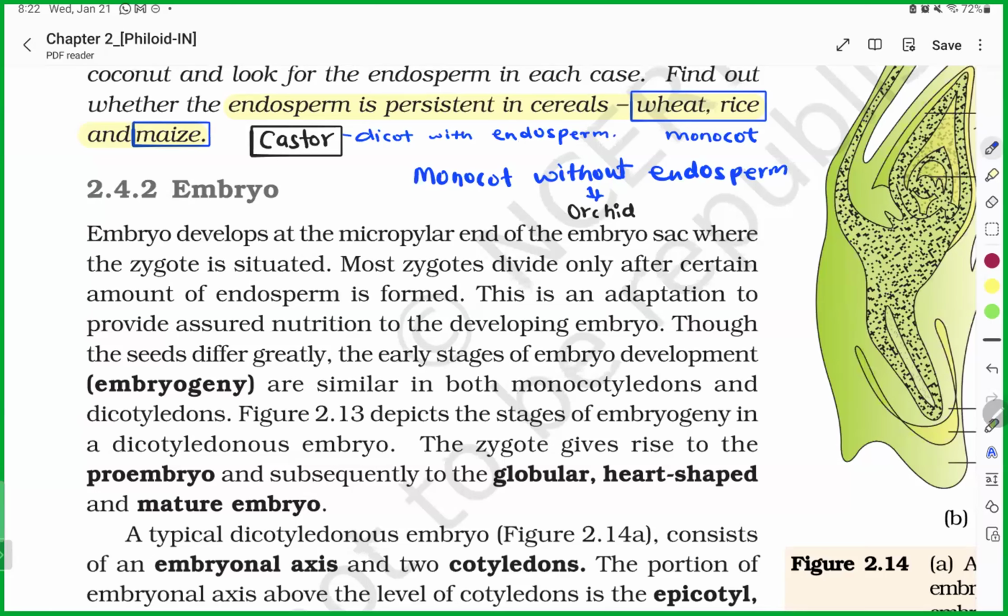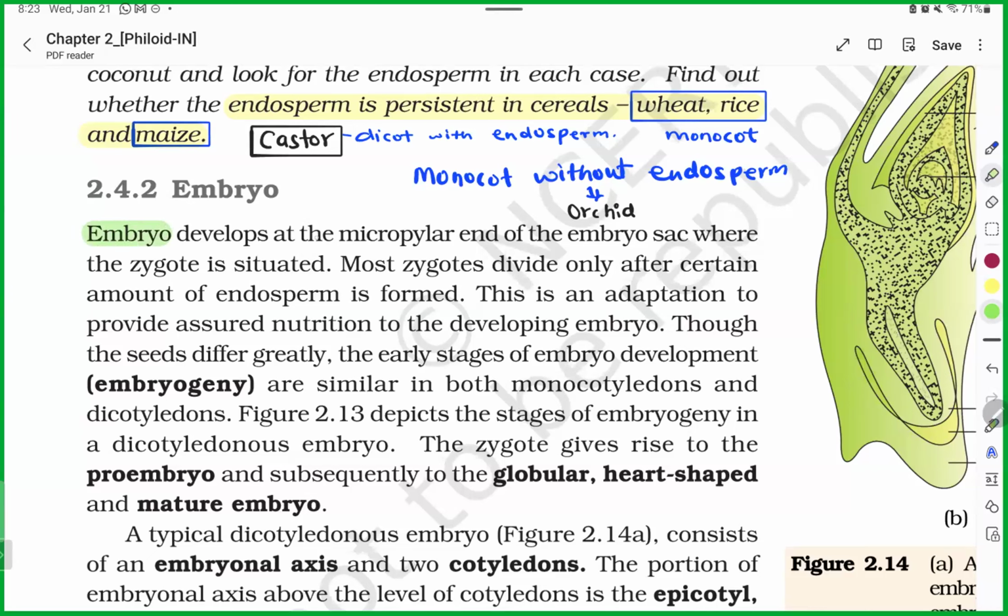Any doubt, guys? So remember, we have to do NCERT perfectly. And if you want to make it perfect, then you have to correlate everything. Come to the next topic, embryo. Before embryo, we need endosperm. That's why endosperm is given first. Endosperm is responsible for the development of the embryo. Okay, come to the embryo.